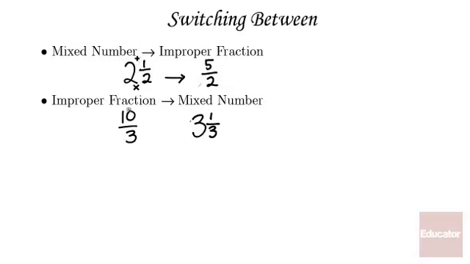So again, to change from an improper fraction to a mixed number, you're going to see how many times the bottom number will fit into 10. And it fits in there 3 times with 1 left over, and then the denominator stays the same.